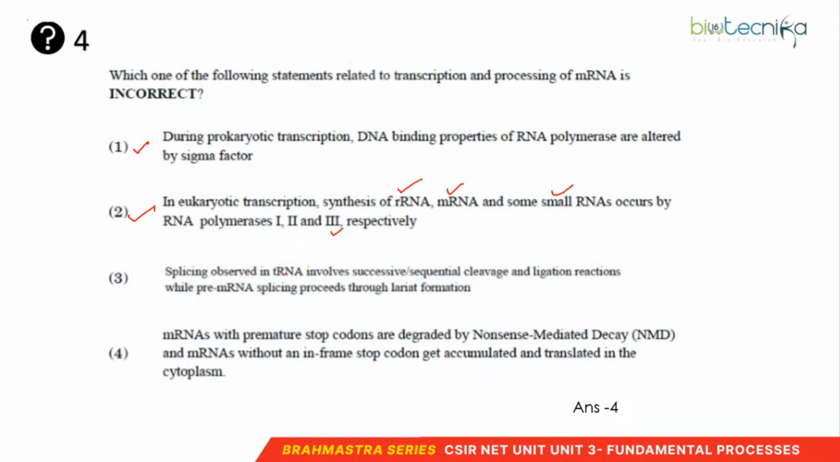Now, splicing observed in tRNA involves successive cleavage and ligation reactions, while pre-mRNA splicing proceeds through lariat formation. It's absolutely true. If you remember the picture, you will see that in mRNA splicing there was a lariat formation, which is very distinctive here. But in your tRNA splicing, it was mostly some modifications, removal of some bases, changing of the bases, removal of some extra sequences. That's it, right? So this statement is also correct.